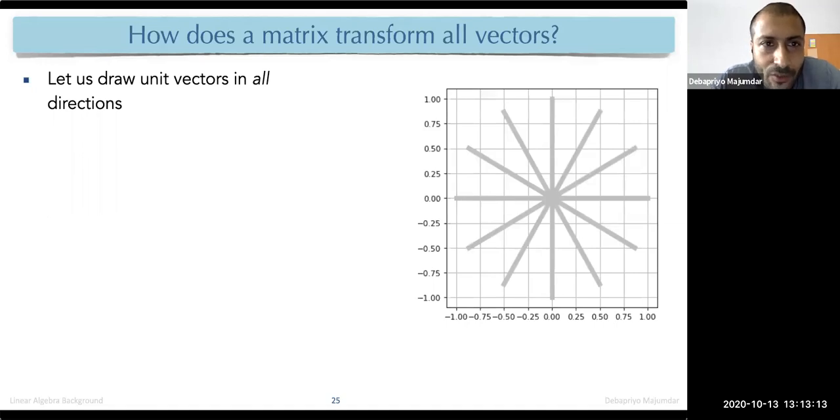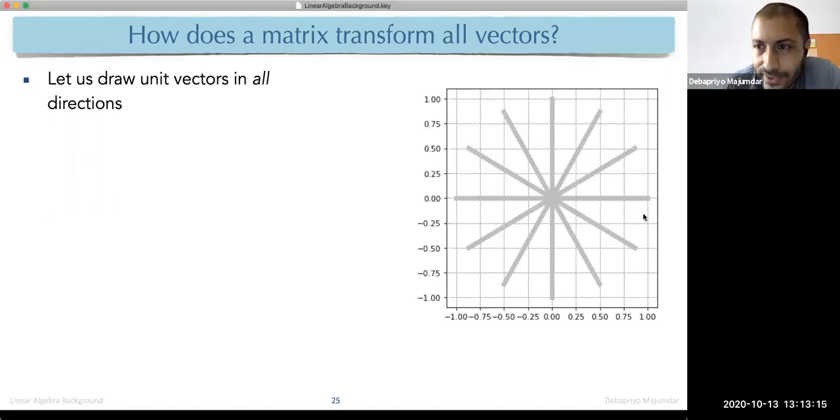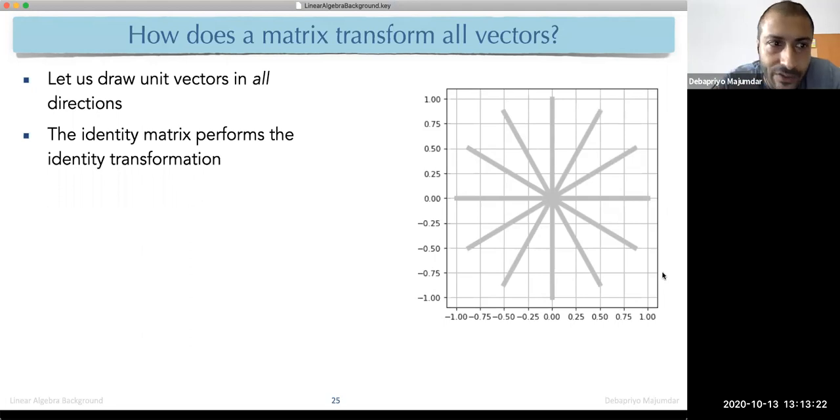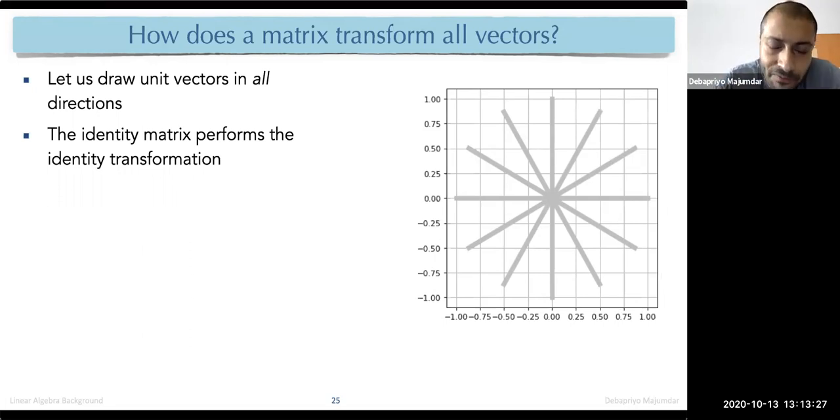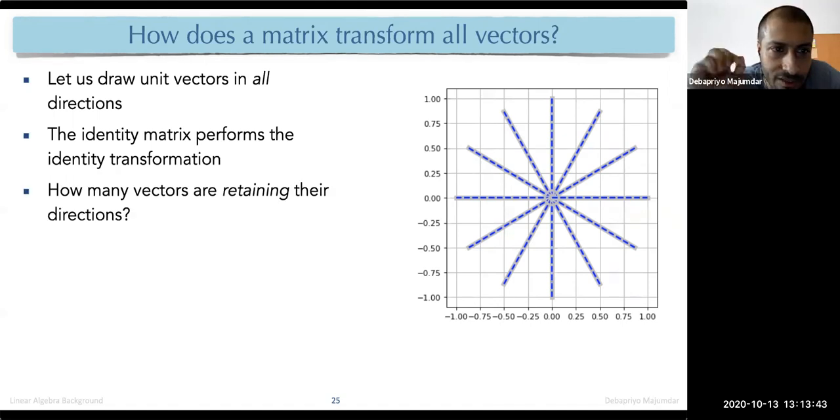Let's draw unit vectors in all directions. Okay, so let's say this is 0, this is 1, right? So unit vectors in all directions. Now the identity matrix performs the identity transformation. That means every vector remains the same. The gray vectors are the original ones, the blue vectors are what happened after you transformed. That's how I have tried to draw this picture in Jupyter Notebook and then imported it here. Let's do this. How many vectors are retaining their directions?